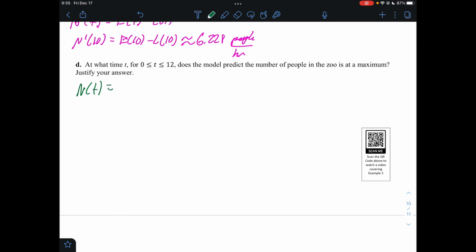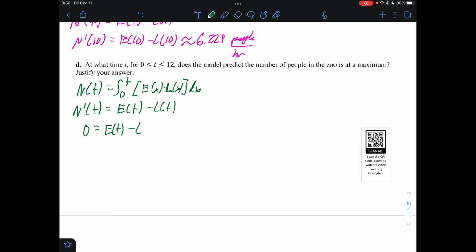N of t equals the integral from 0 to t of E of x minus L of x dx. So we want to know, when does N prime of t equal 0? Well, N prime of t is just E of t minus L of t. We want to know when that would equal 0. So again, a couple different ways to do this. What I would suggest is in y1, typing in E of t minus L of t, and just looking on the graph and seeing when that would equal 0. If you want to pause the video to do that, go ahead and do that.